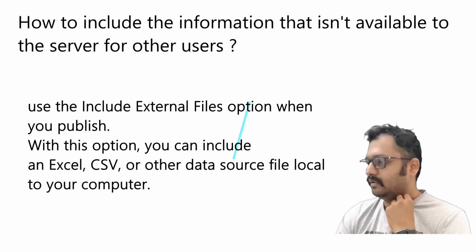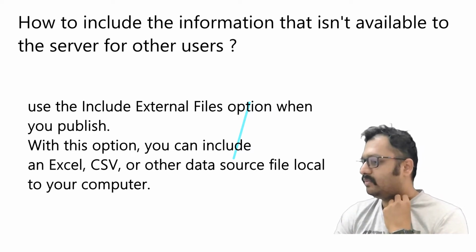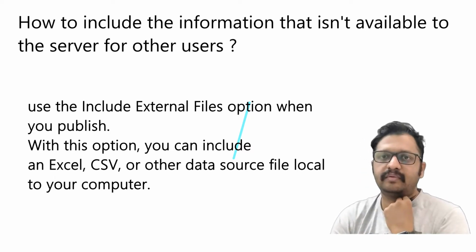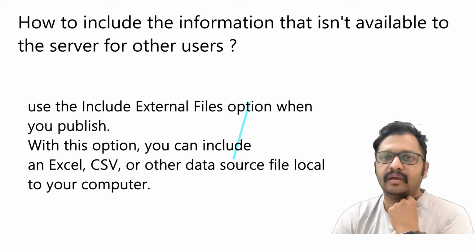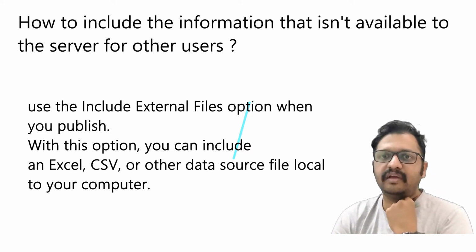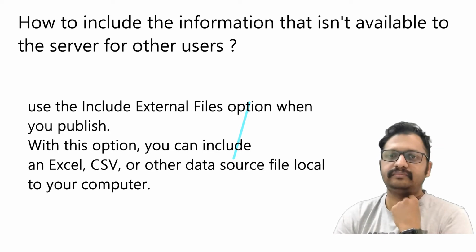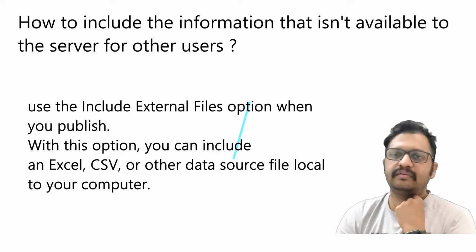How to include information that isn't available to the server for other users? If you have certain information that isn't available to the server or other users, you can use the Include External Files option when you publish. With this option, you can include an Excel, CSV or other data source file local to your computer.